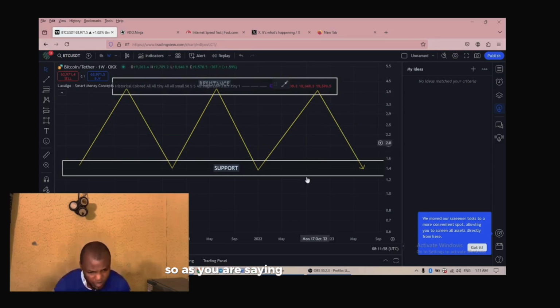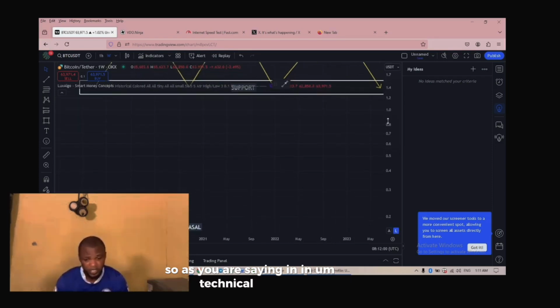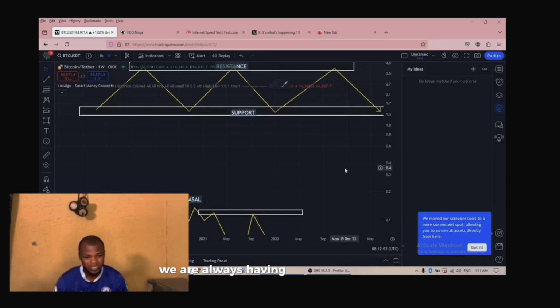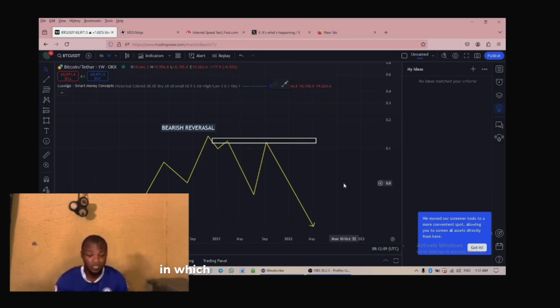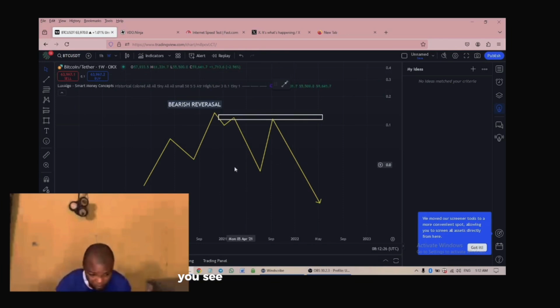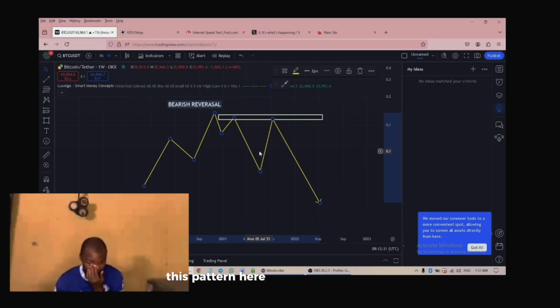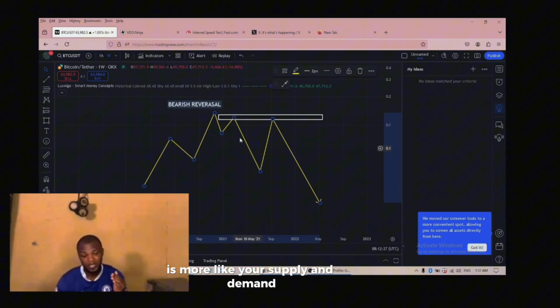As we are saying, in technical analysis, we always have different kinds of patterns in a trade. There are so many different kinds of patterns that I cannot mention everything right here right now, but you need to understand what we call the bearish pattern, the bearish reversal pattern, and the bullish reversal pattern. You see this pattern here, this pattern here is more like your supply and demand.